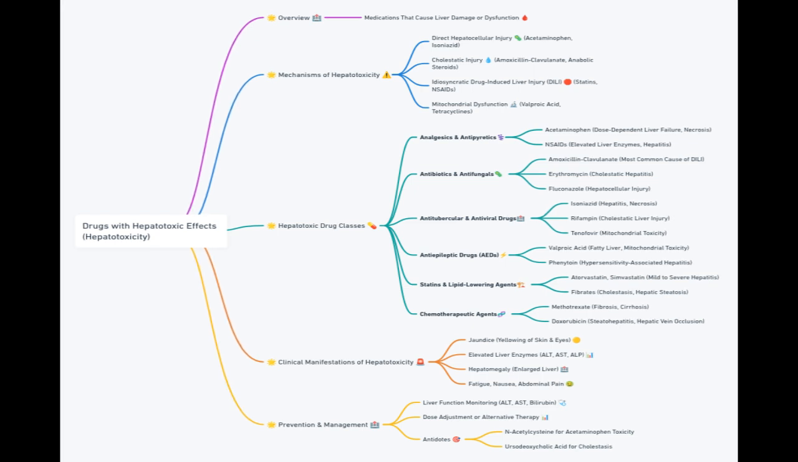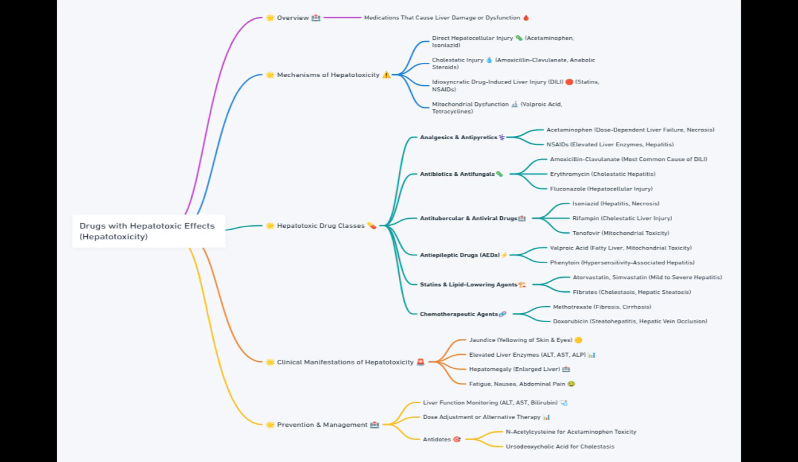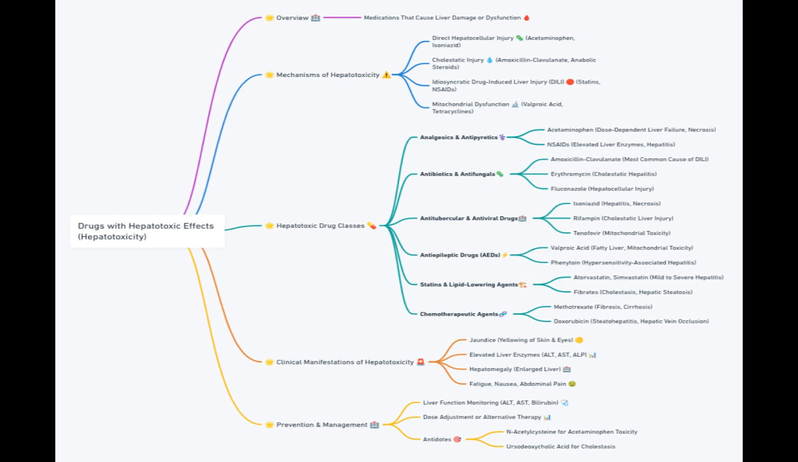Other effects of rifampicin include interference with DNA synthesis and the ability to induce hepatic microsomal enzymes. However, these two effects are not thought to be responsible for hepatic damage. Cholestatic injury could also occur. That's the third point.